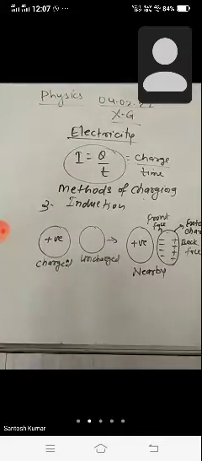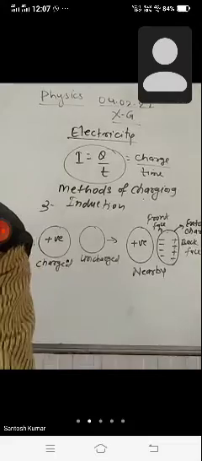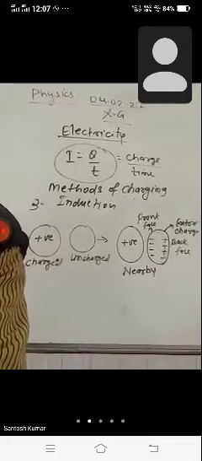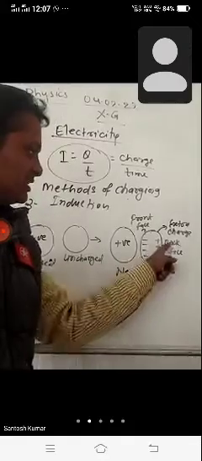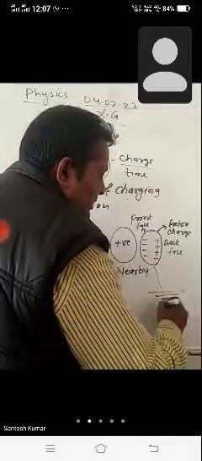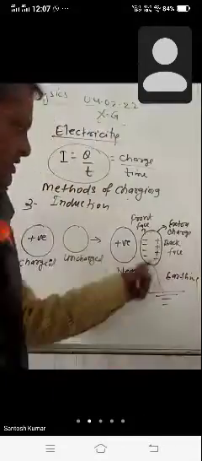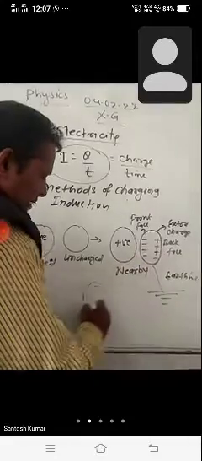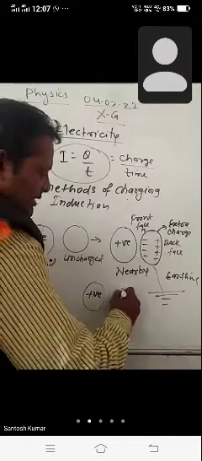You will say, sir, you have just explained that at a time a body can have only one type of charge. Here at a time the body has two types of charge. No. This is extra charge. So this extra charge will be removed by the process of earthing. By the process of earthing, the extra charge is removed. In this way, this body has a positive charge and the uncharged body gets charged.